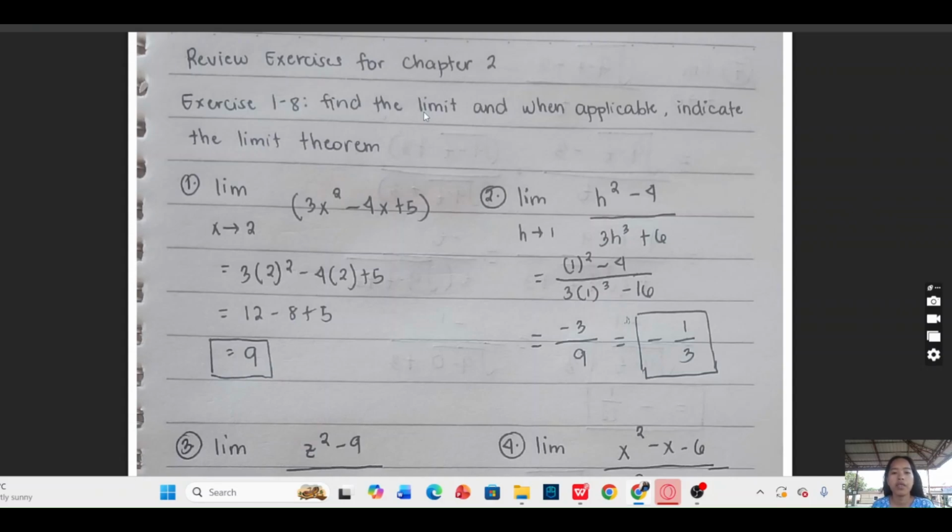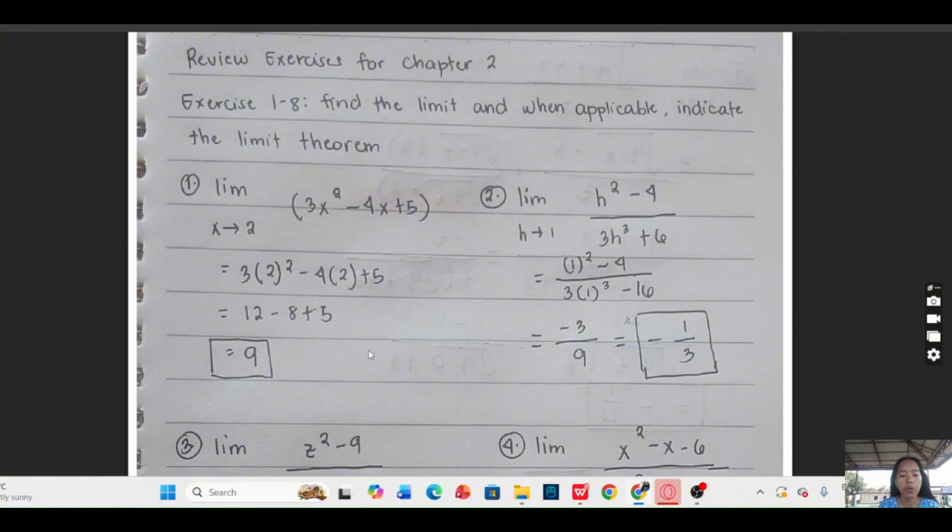Good day, everyone. So for these exercises, it says here to find the limit and, when applicable, indicate the limit theorem. So first, let's focus on number one. The limit of 3x squared minus 4x plus 5 as x approaches 2.